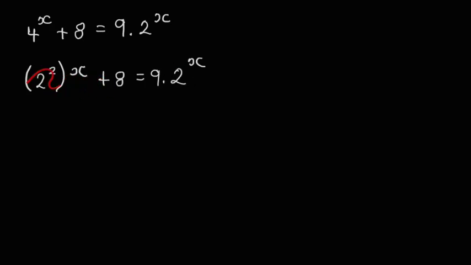Now to simplify this, 2 squared to the power of x, we're going to apply a law of exponents that says if we have a to the power m inside the bracket and there's an exponent outside the bracket, we multiply the two exponents together. So remember that brackets means multiply, right? So our first term becomes 2 to the power 2x.